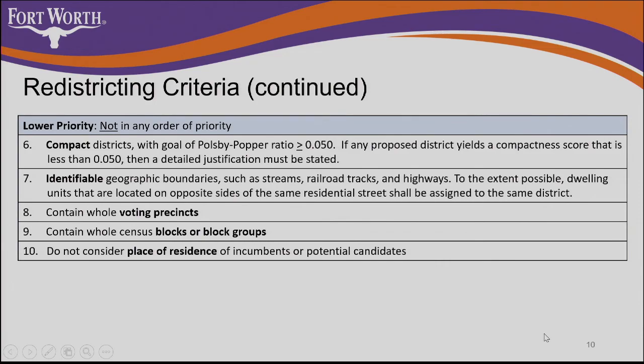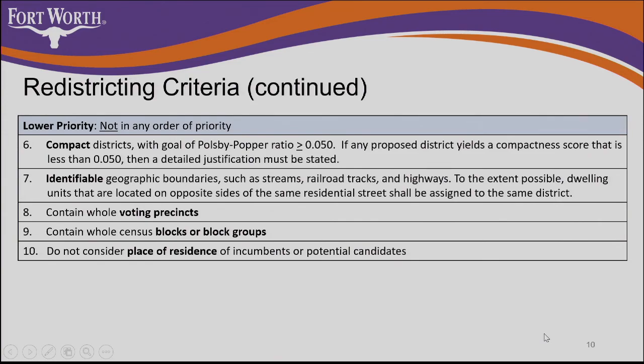There are others that are arguably just as good. You just settle on one. And so this is a way of saying compactness is not just in the eye of the beholder. There are mathematical ways to measure the compactness of a geographic area, with a perfect circle having a perfect ratio of one. Now, we're not going to have any perfectly circular districts, but that would be, hypothetically, a perfectly compact district.